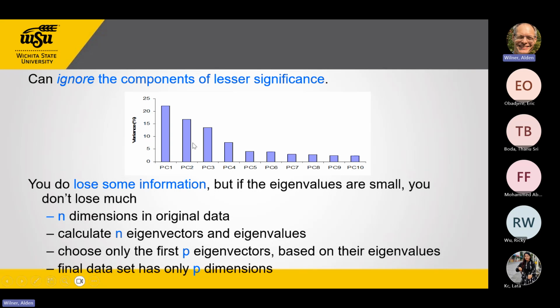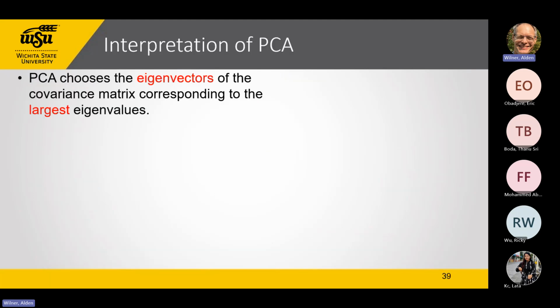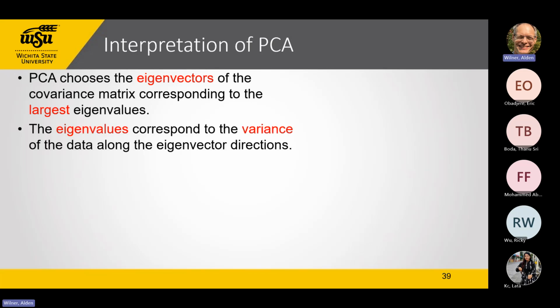We could go even stronger and say to pick the top 3, because this is explaining less than 10% of our variance in principal component 4, right? So you could go even further if you wanted to. In principal component analysis, choose the eigenvectors of the covariance matrix that correspond to the largest eigenvalues.